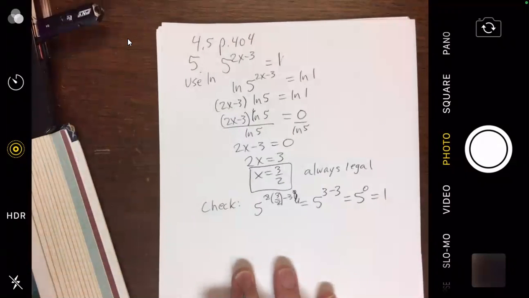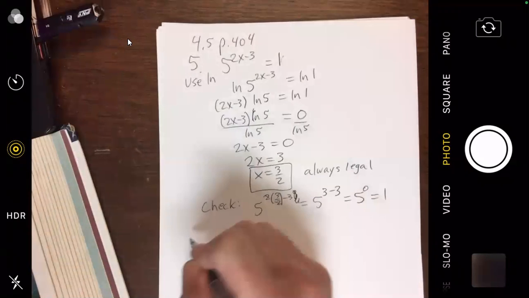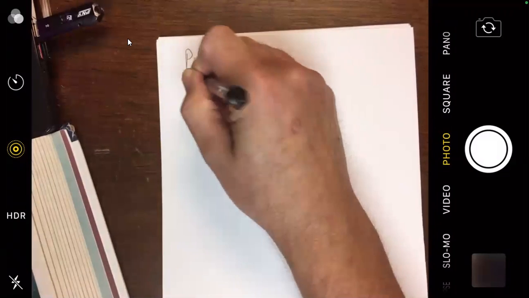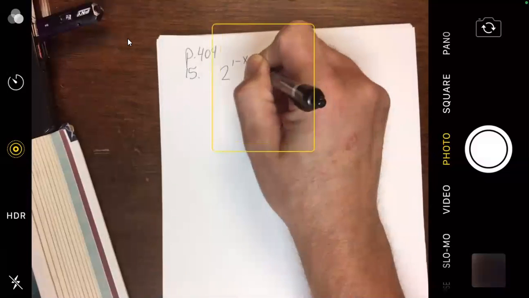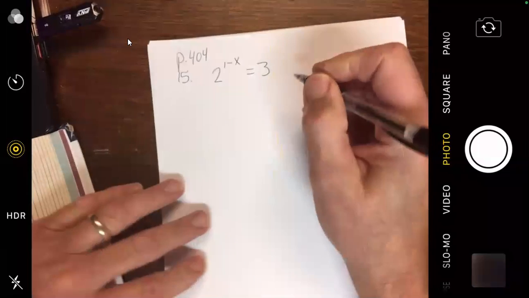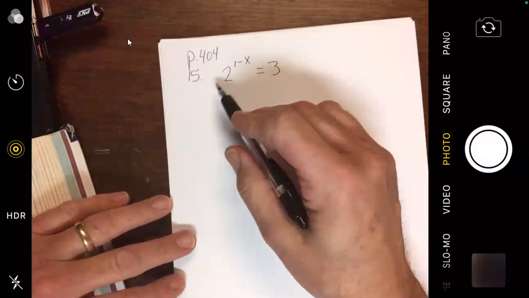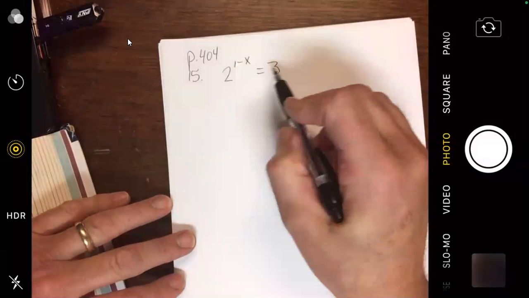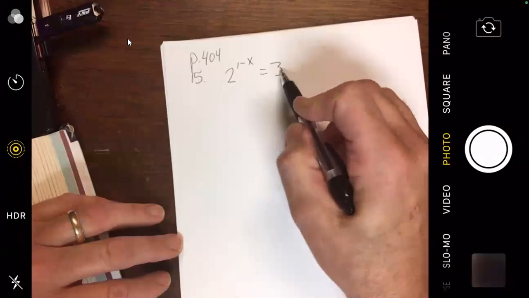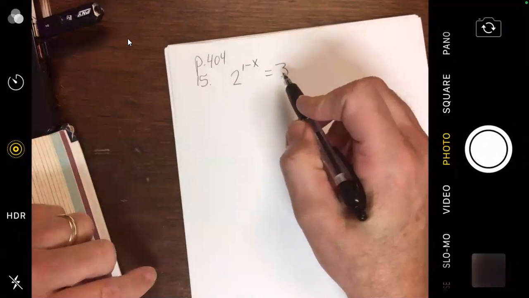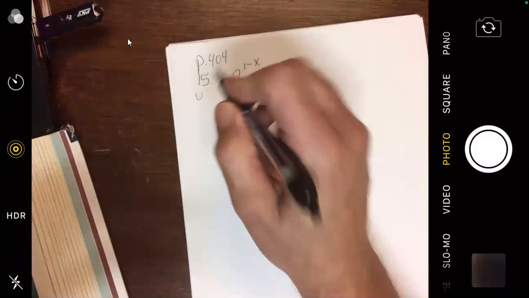All right, why don't we try something further down, like 15. I'll start at the top because these could get long. Page 404, number 15: 2 to the 1 minus x equals 3. This sort of illustrates why people don't mess with other bases. If you use log base 2 here, yeah, you can cancel this, but it won't cancel that. If you use log base 3, you can cancel it, but it won't cancel that. And you can't use log base 2 here and log base 3 there. You're violating whatever you do to one side, you do to the other. So don't use any of it.